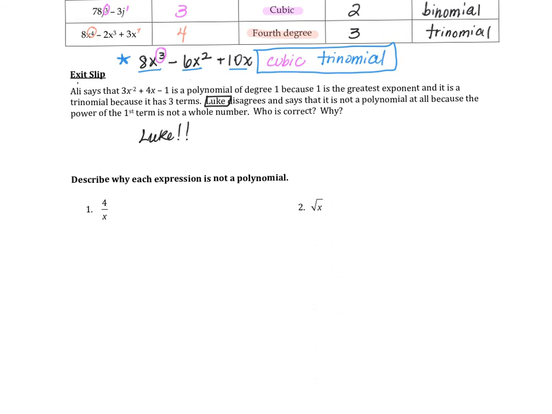Because if you have a term like 3 to the x minus 2, like in this one, this is not a polynomial. Same as if you had 3 over x, or x to the negative half, or x to the 1/2, or x over y. These are not polynomials.